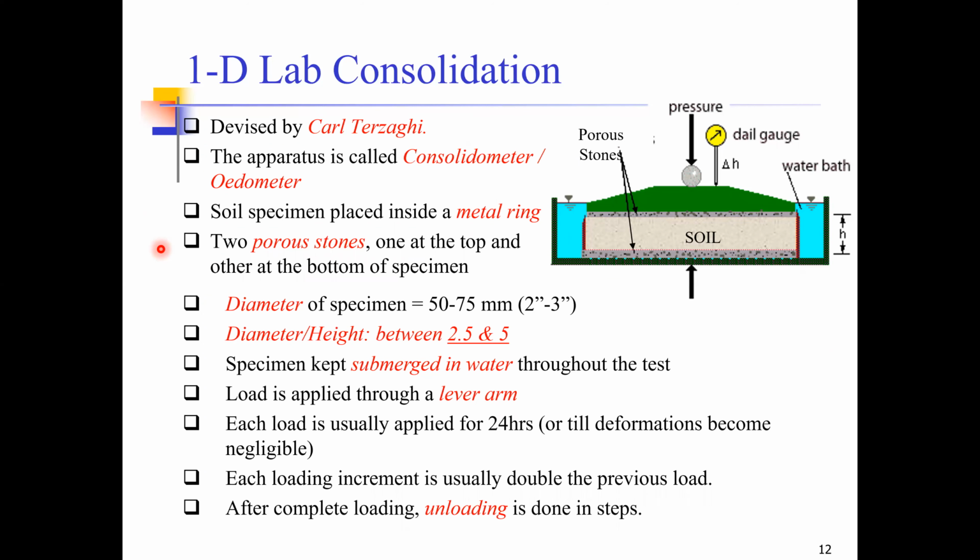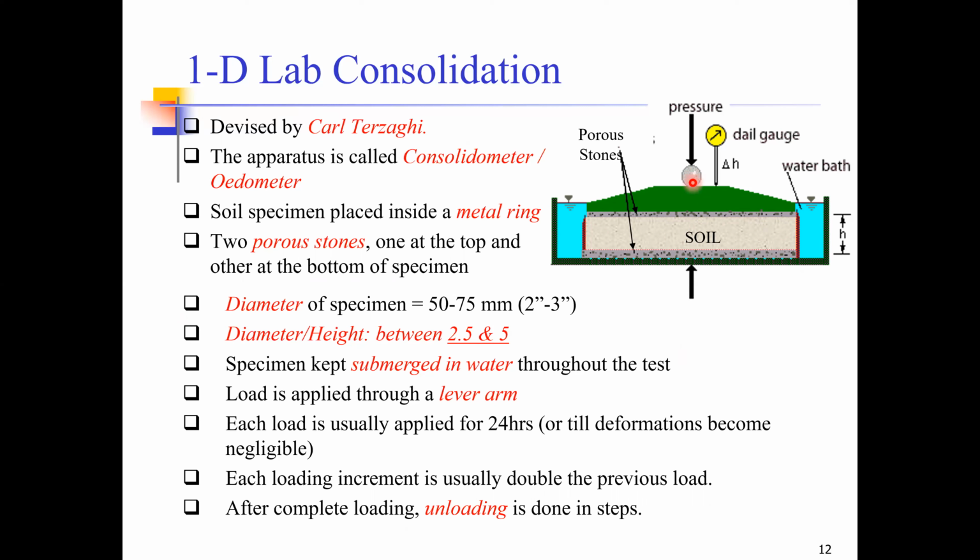The diameter of the specimen or the diameter of the ring is generally 2 to 3 inches. The diameter to height ratio has to be between 2.5 to 5. It means the diameter should be 2.5 to 5 times greater than the height of the specimen. You can see the diameter is much larger compared to the height of the specimen. So the diameter has to be 2.5 to 5 times the height. The specimen must be kept submerged in water.